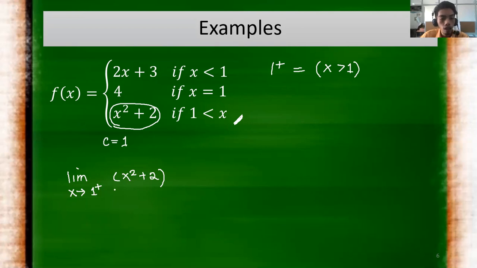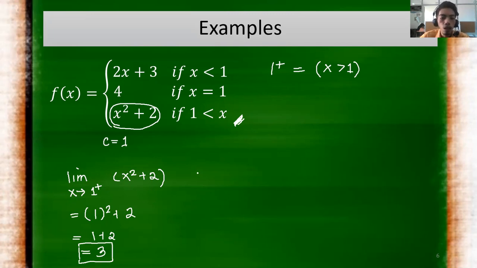So in this case, bakit nga ba x squared plus 2? It's because it fits the condition 1 from the right, x must be greater than 1. Eh, alin ba sa tatlong to yung greater than 1? Eh, yung third function. Kaya siya yung pinili natin. And now, we are going to evaluate this by substituting 1 for x. So we have 1 squared plus 2. So therefore, we can say that the limit as x approaches 1 from the right is equal to 1 plus 2 or 3. Okay. So nakuha na natin yung limits as x approaches 1 from the right.